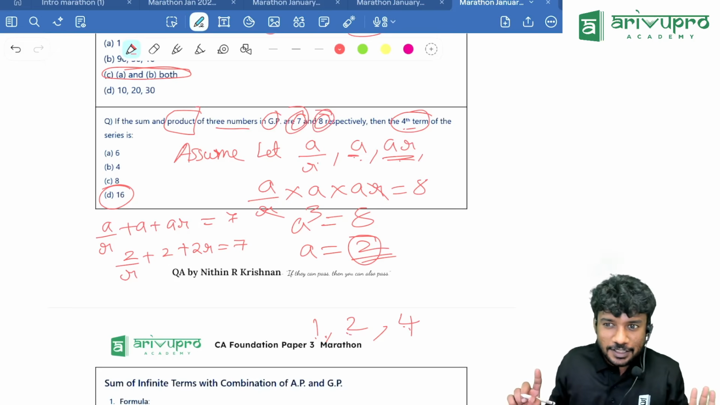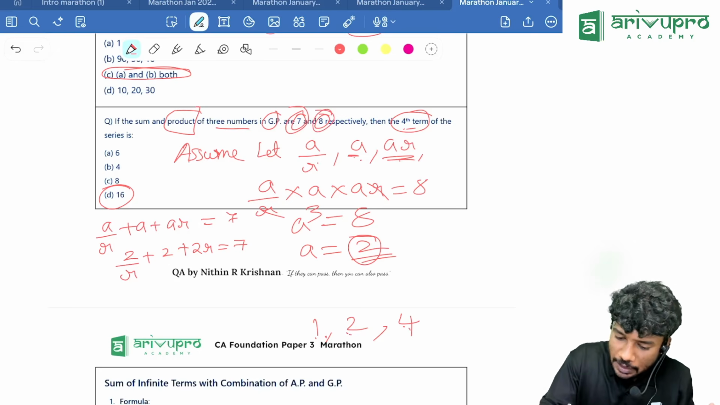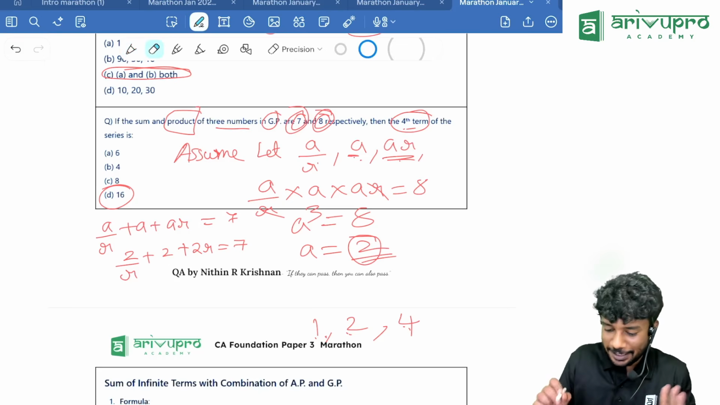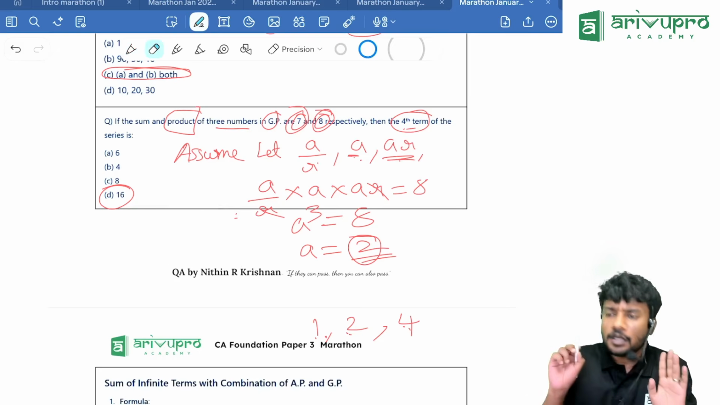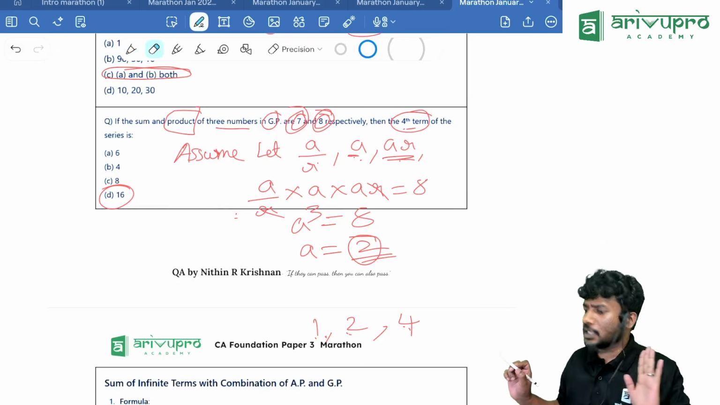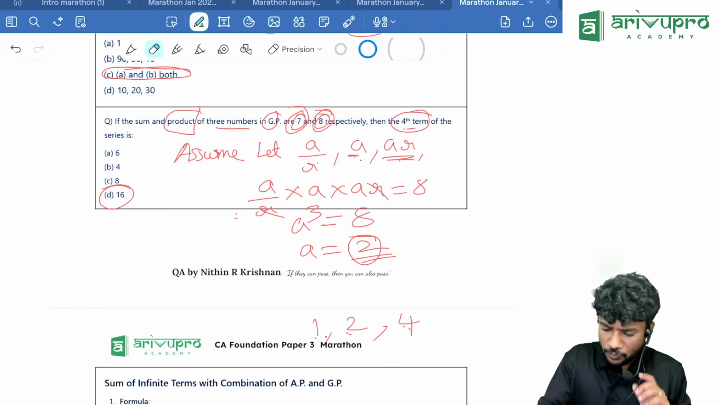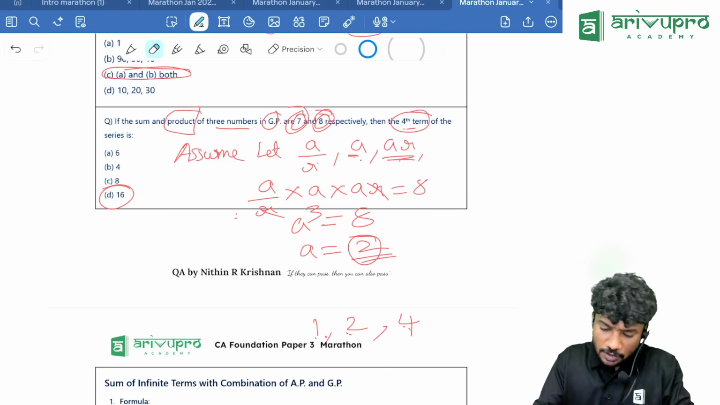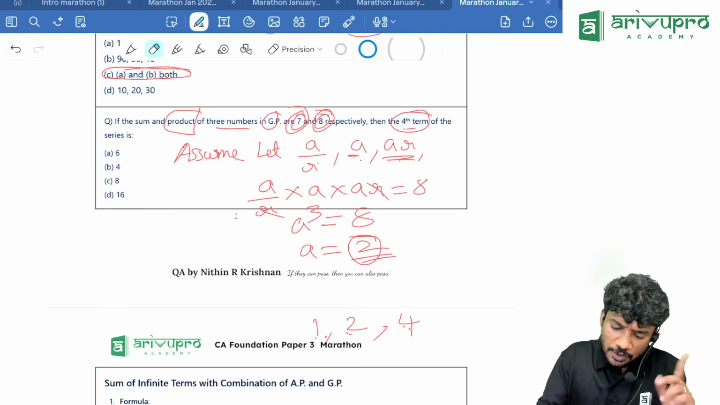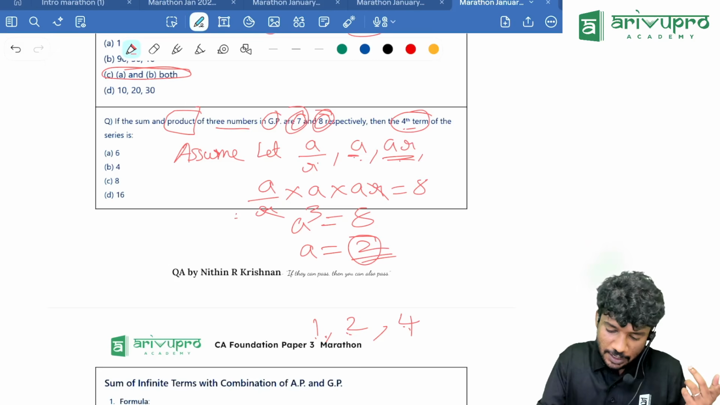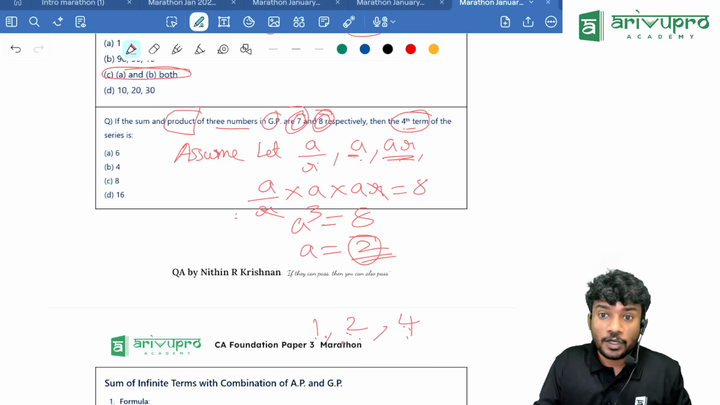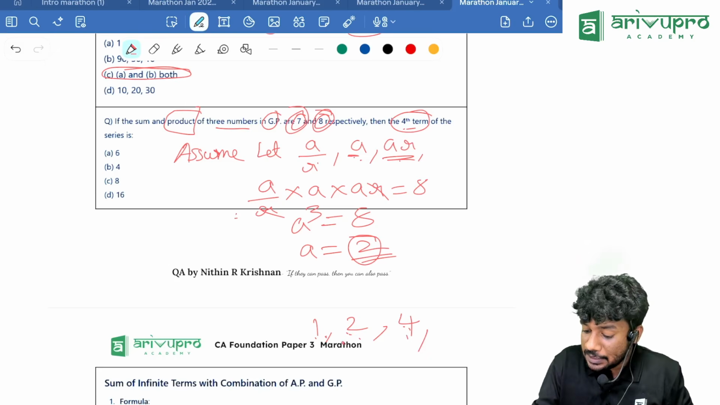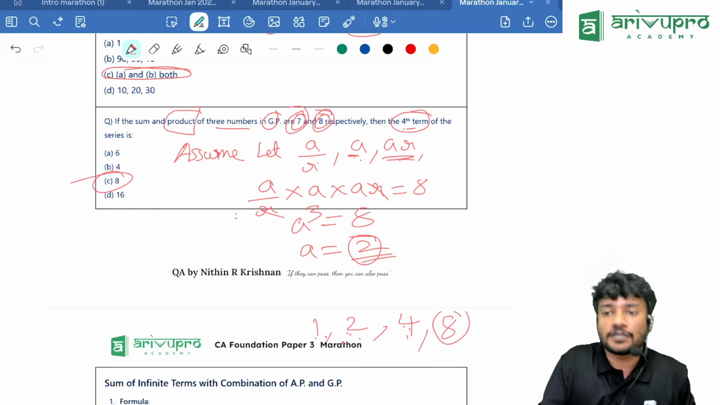Did anyone understand that? Some people didn't understand, I know. Some people understood, that's also fine. Now here, I am randomly assuming our fourth term is 16. Sorry, 16 is not the answer. We didn't go and check the answer. The terms are 1, 2, 4. If I multiply this term again with 2, it will become 8. That means 8 is our answer.